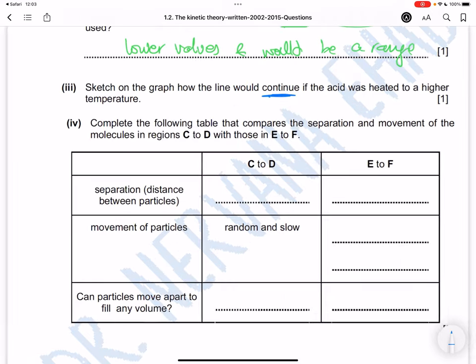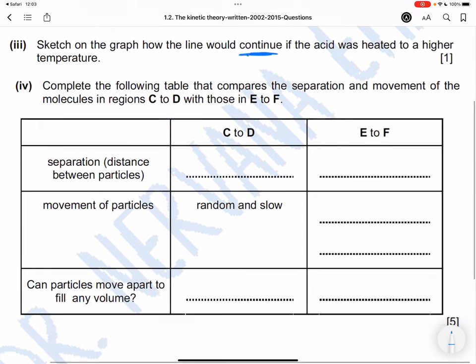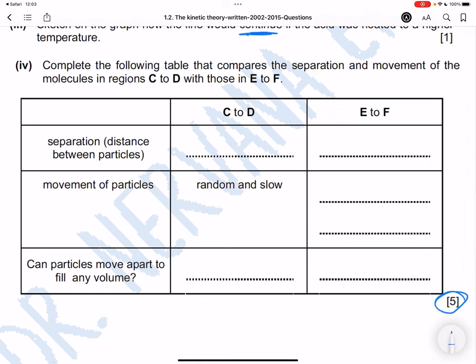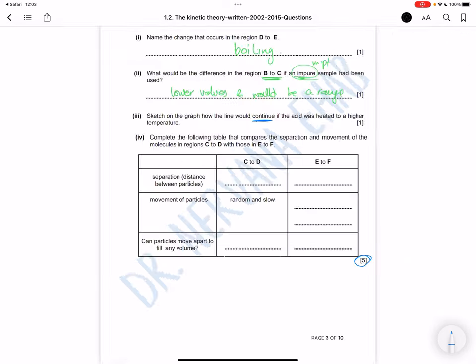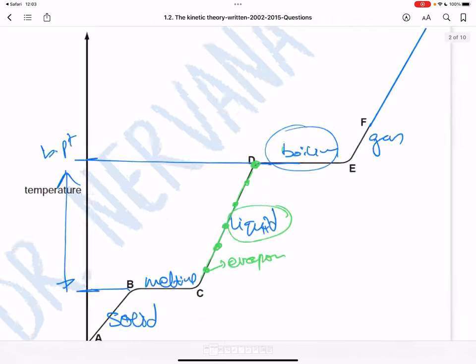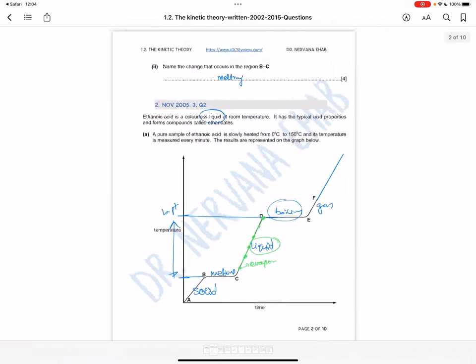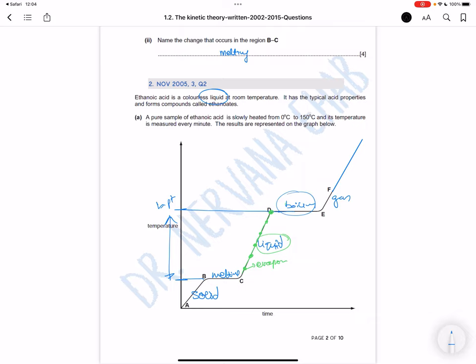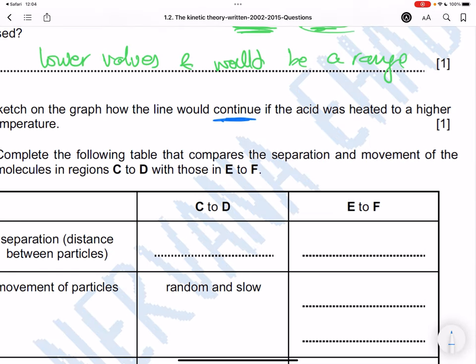Okay. All right. Complete the table. Here are 5 marks that are a gift from the examiner. It's asking about CD and EF. So what is CD? I'm going to go back to the diagram, and CD is liquid and EF is a gas. So I'm going to write that down. CD is a liquid and then EF is a gas. So basically here you're describing the separation in a liquid and a separation in a gas.